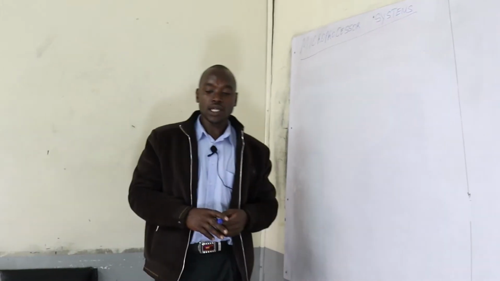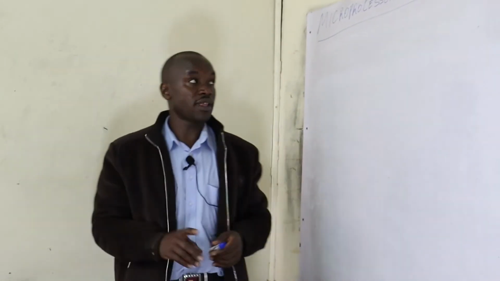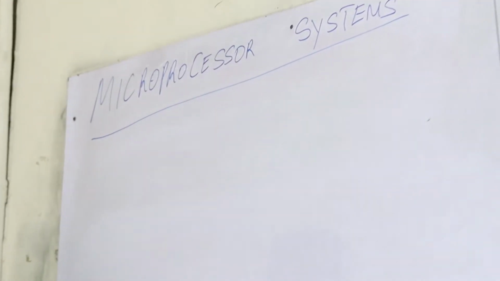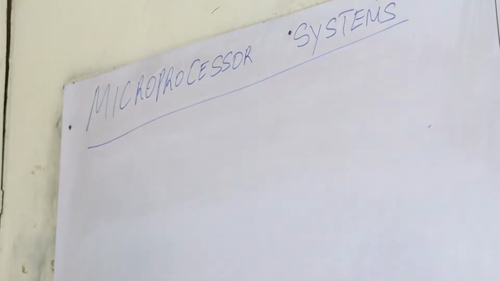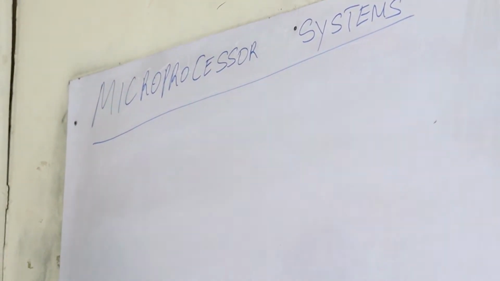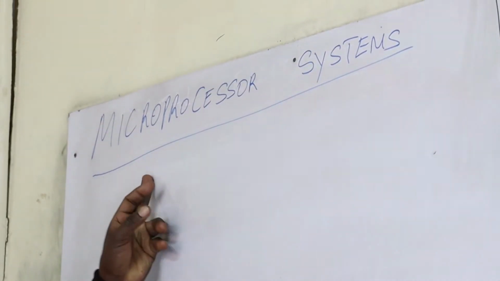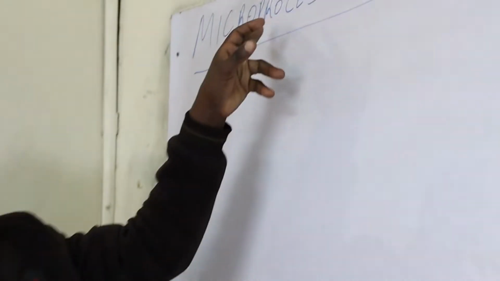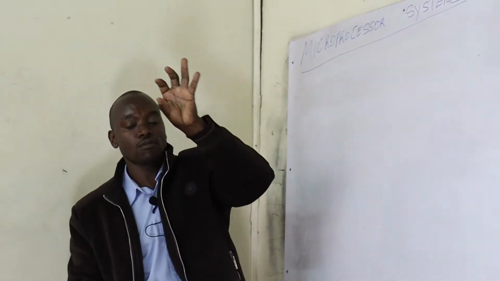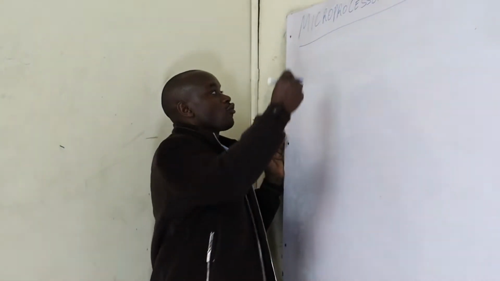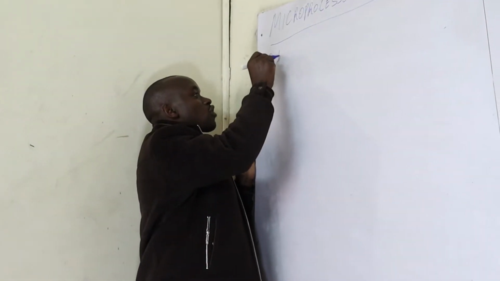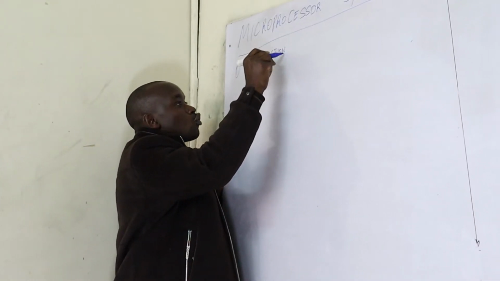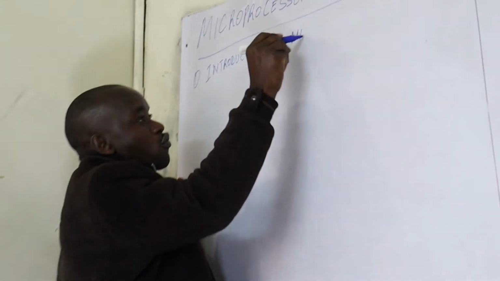Welcome to today's lesson. Today, again, we are going to talk about the subject called Microprocessor Systems. We want to see what happens with the processors which are used in our computers and mobiles and so many things. So, microprocessor systems: it means there are many systems, but they are using a processor which is very, very small. Our topic today, topic 1, is an introduction to microprocessor systems.